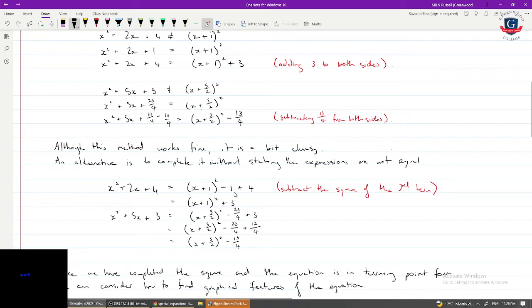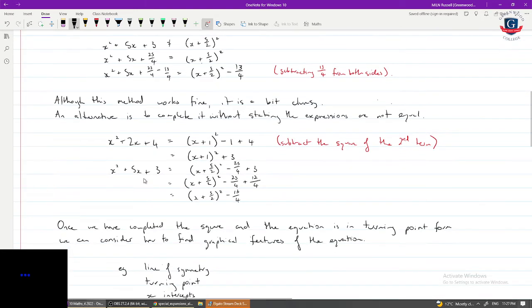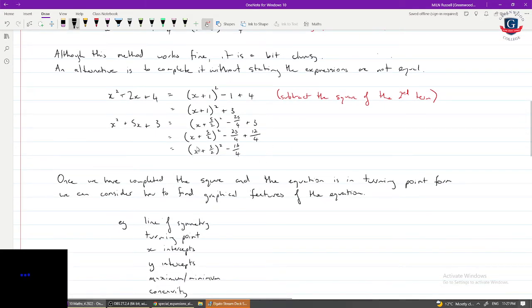So square this term, subtract what was over here, and you do the equivalent of what we did before, but in fewer steps. Similarly, if we have x squared plus 5x plus 3, take this term, halve it, take this term, square it, subtract it, add the constant from before, simplify, and we get to the same answer we had before.